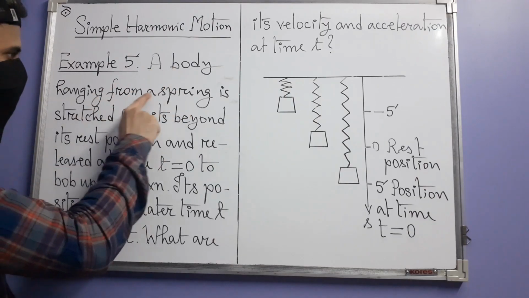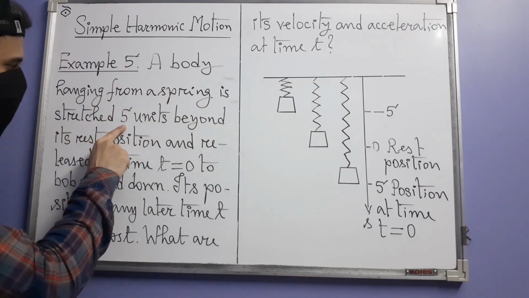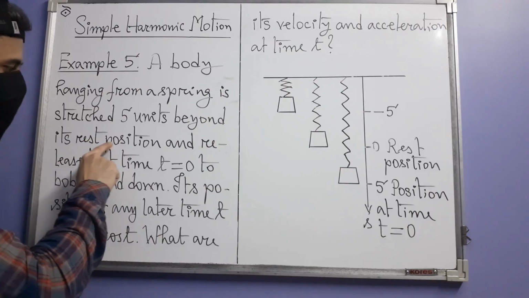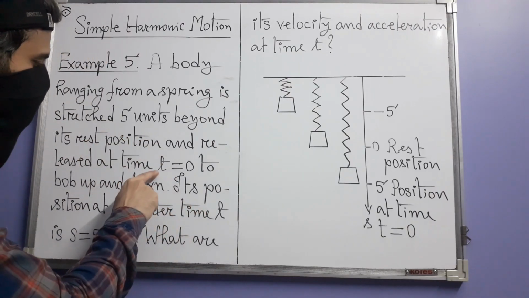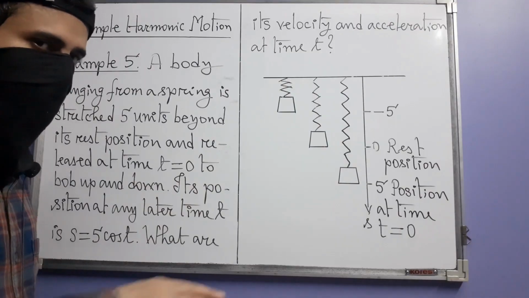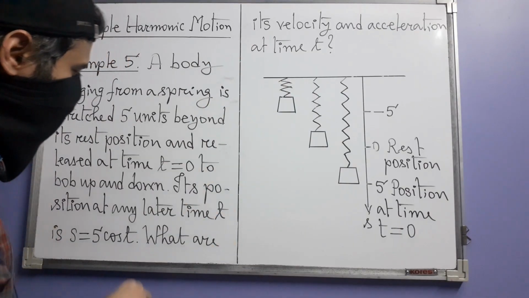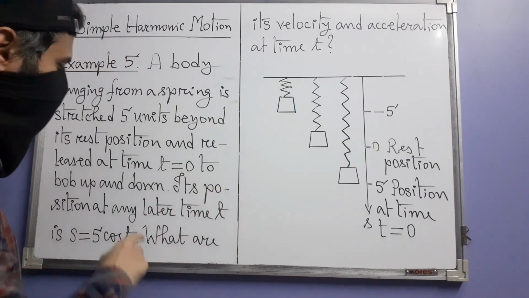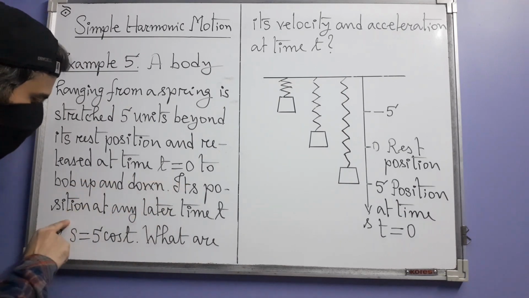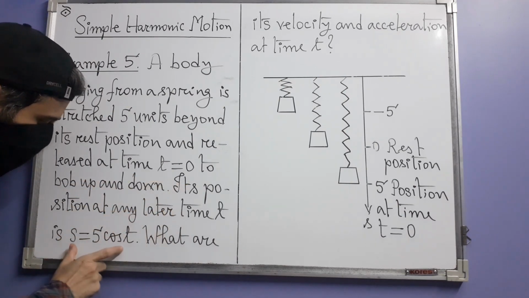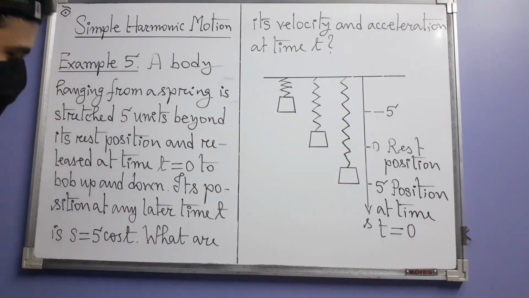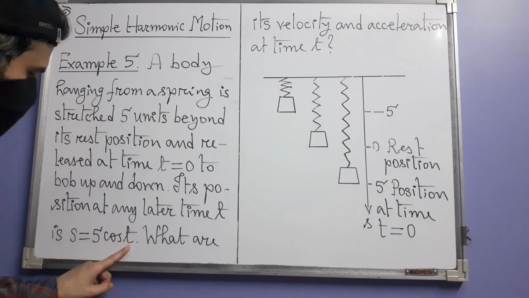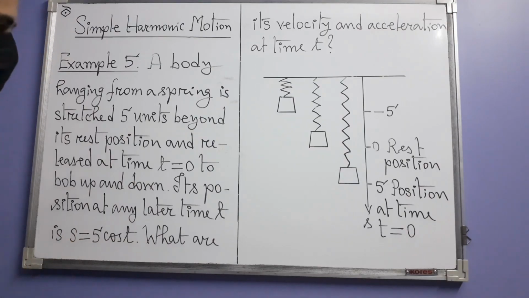A body hanging from a spring is stretched 5 units beyond its rest position and released at time instant t equal to 0 to bob up and down. So that's how you have simple harmonic motion. Its position at any later time is given by this equation s equals 5 cos t. You already know that here t represents time and s represents distance.